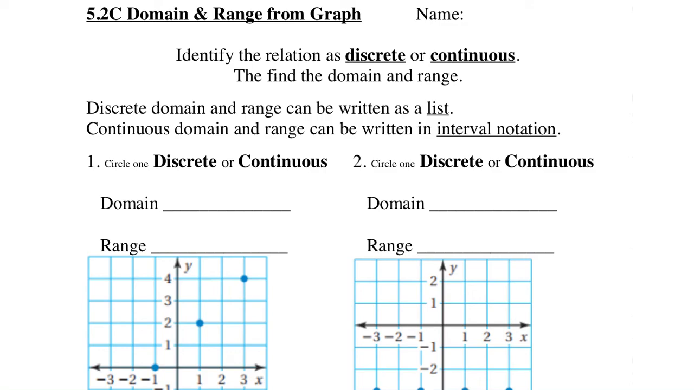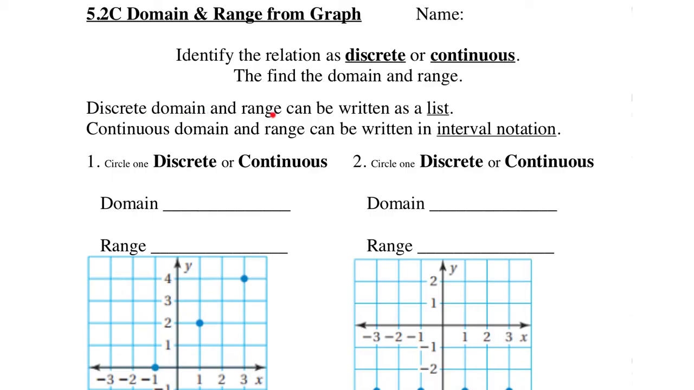5.2c is domain and range from a graph, which we've done before, but we're going to mix up the discrete and the continuous domains. For each of these graphs, we're going to identify them as discrete, which is something where the domain and range can be listed as points, or continuous, where the graph would be connected. And then we're going to find the domain and range.